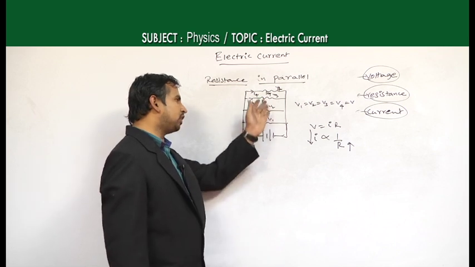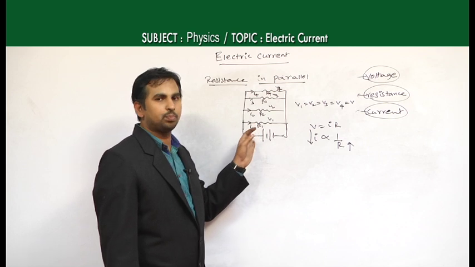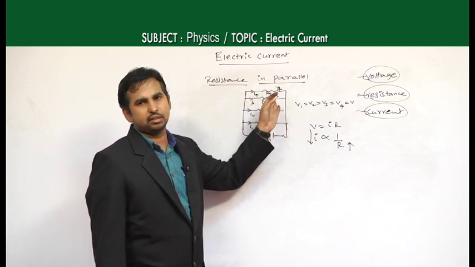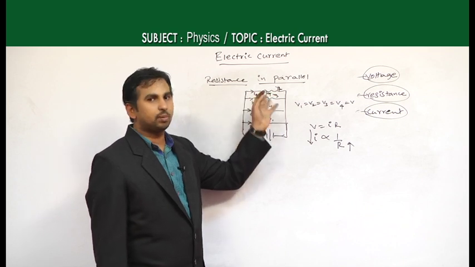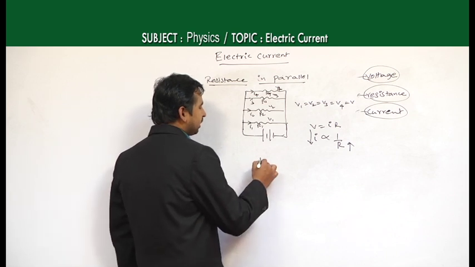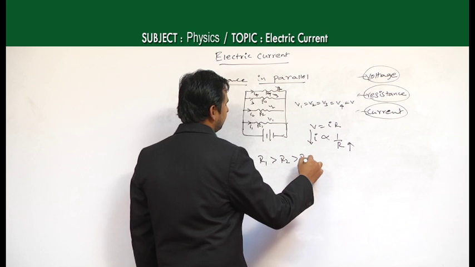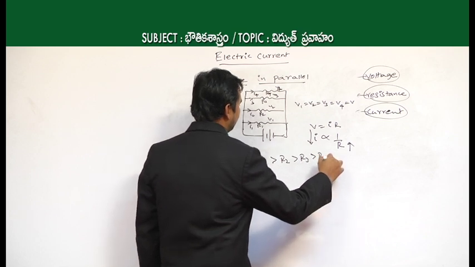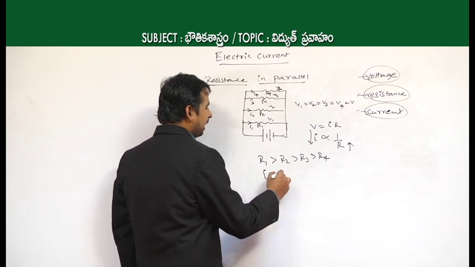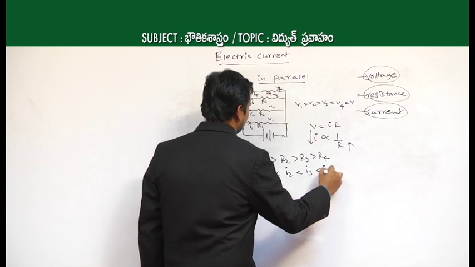For example, of the given 4, if R1 has more resistance, then the value of current I1 passing through it is less. If R4 has very little resistance, then the current passing through it will be more. So on increasing the resistance, R1 greater than R2 greater than R3 greater than R4, the current values will be reversed: I1 is less than I2, less than I3, less than I4.